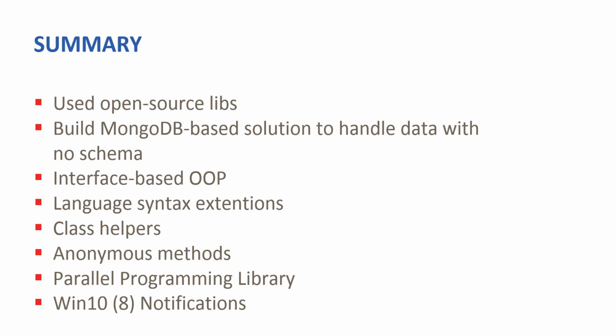Class helpers gave much more compact code without redefining the whole source class methods. And anonymous methods are very good to use with PPL. The Parallel Programming Library, PPL, lets our application be responsive, more user-friendly, and faster. We also showed using the Win10 or Win8 notification service to be informed after a very large batch processing.